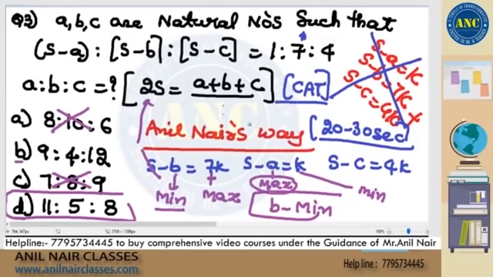Again, second time I am explaining, listen carefully. Every question, your complete attention should be on the concept, because only if you understand it will you be able to think like me in the further classes. S minus A is K, S minus B is 7K, S minus C is 4K. In the ratio given, what is the maximum value? 7. S minus B is 7. That means 7 will be maximum.